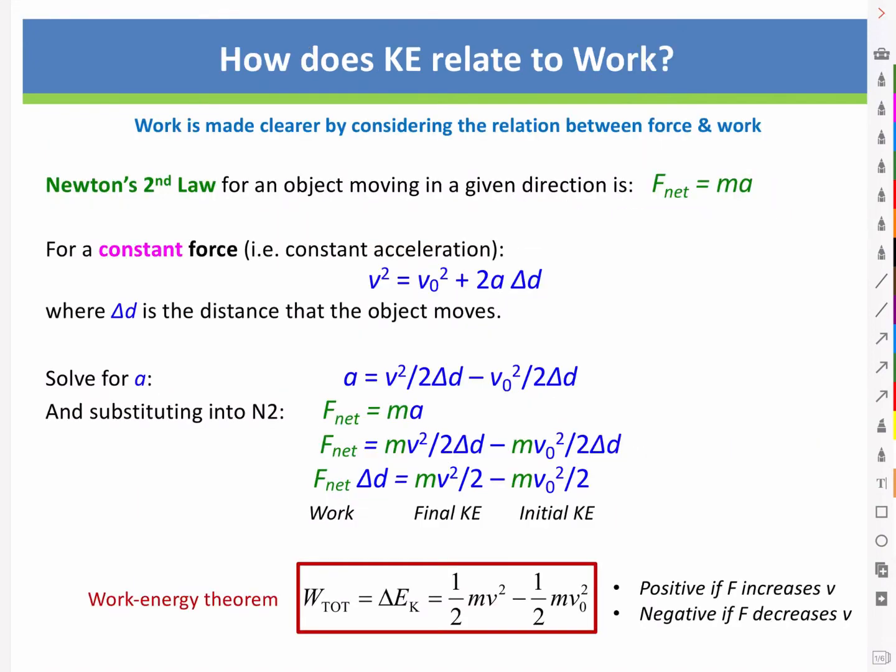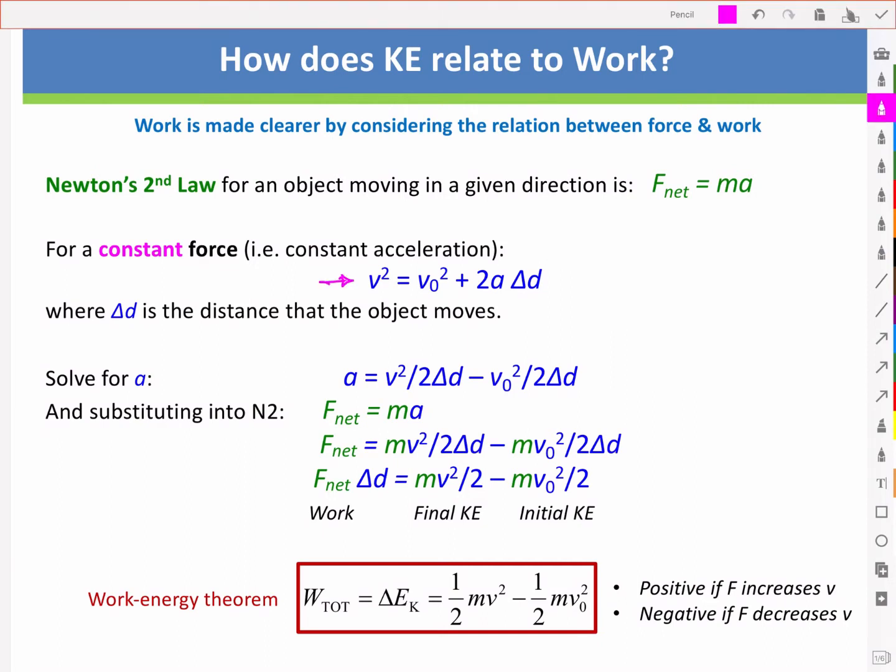To understand work better, let's next consider the force being applied to move an object. Recall that for a constant force, or in other words a constant acceleration, we had this kinematics relation between velocity and displacement. After solving for acceleration and substituting into Newton's second law, we can rework to solve for the product between the displacement and the net force causing that displacement. In other words, the work.